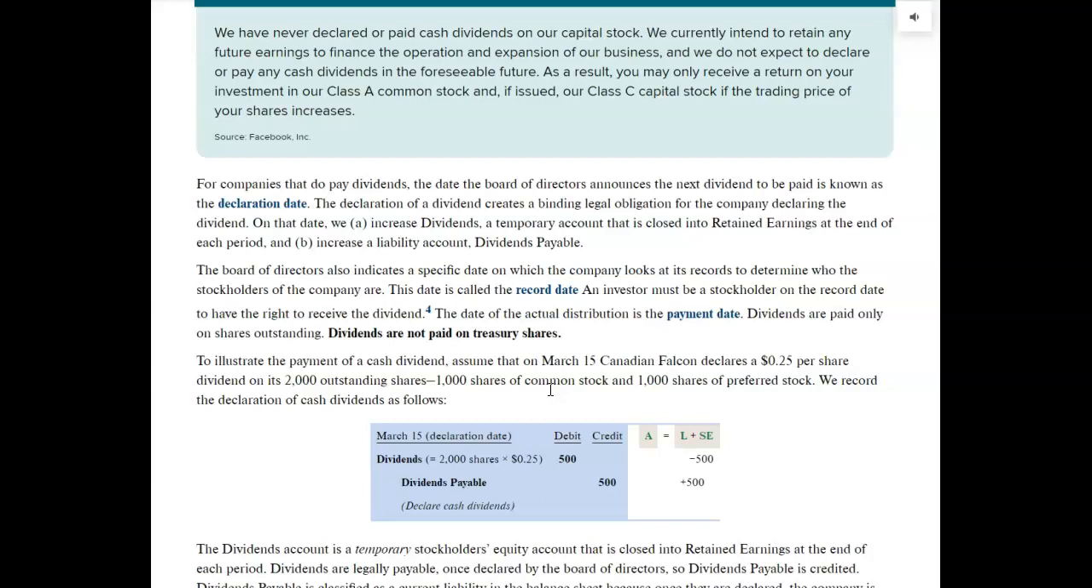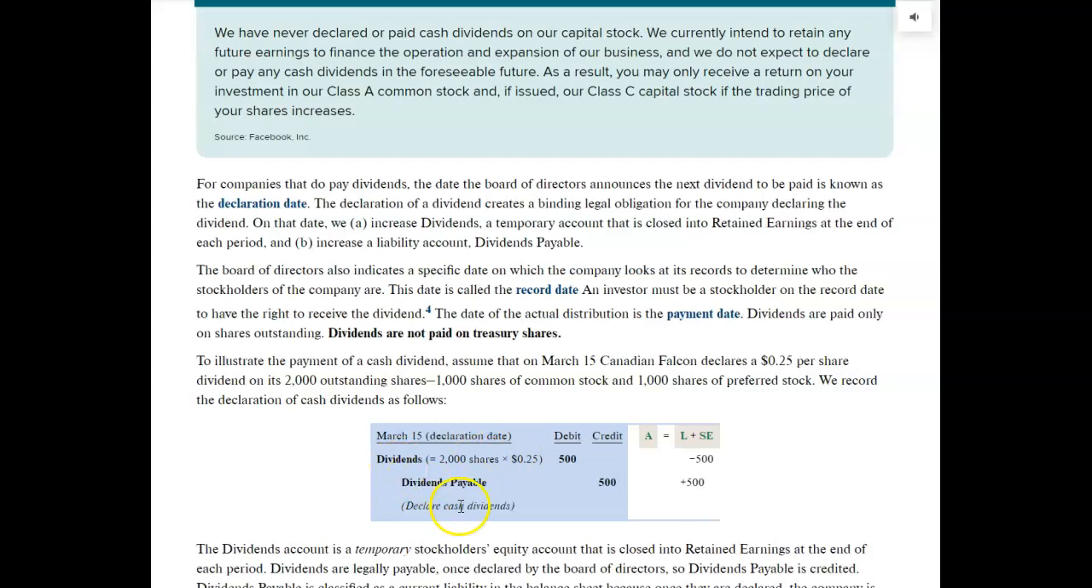The example here, we have 2,000 shares outstanding. That's the 1,000 shares of common stock and 1,000 shares of preferred stock. Now, if they declare 25 cents per share on all the shares, both preferred and common, then 2,000 shares times 25 cents, $500 total. Debit dividends, credit dividends payable on the declaration date. That becomes a legal liability. When the board declares a dividend, it's a legal liability.